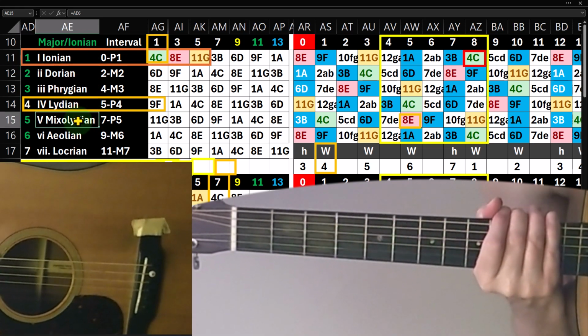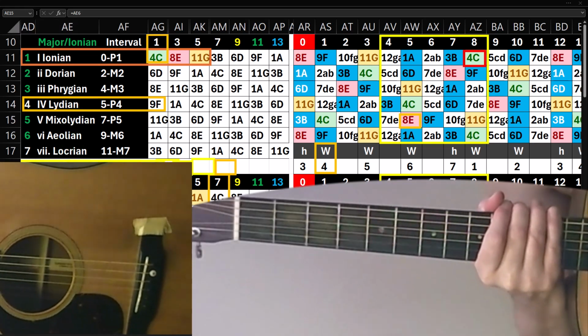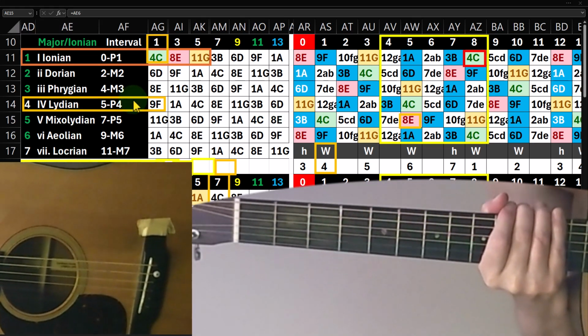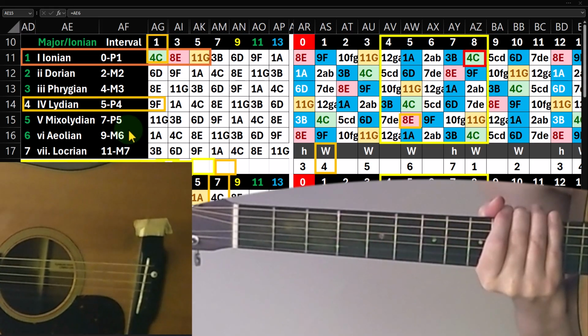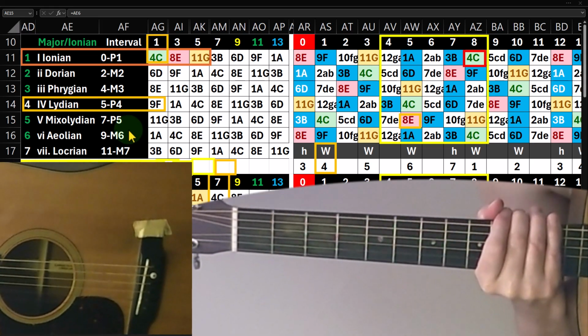Now, and the Aeolian. And so I had to sneeze there. I think I paused it before I sneezed. So in any case, and the Locrian. All right. So that's going to be the idea.